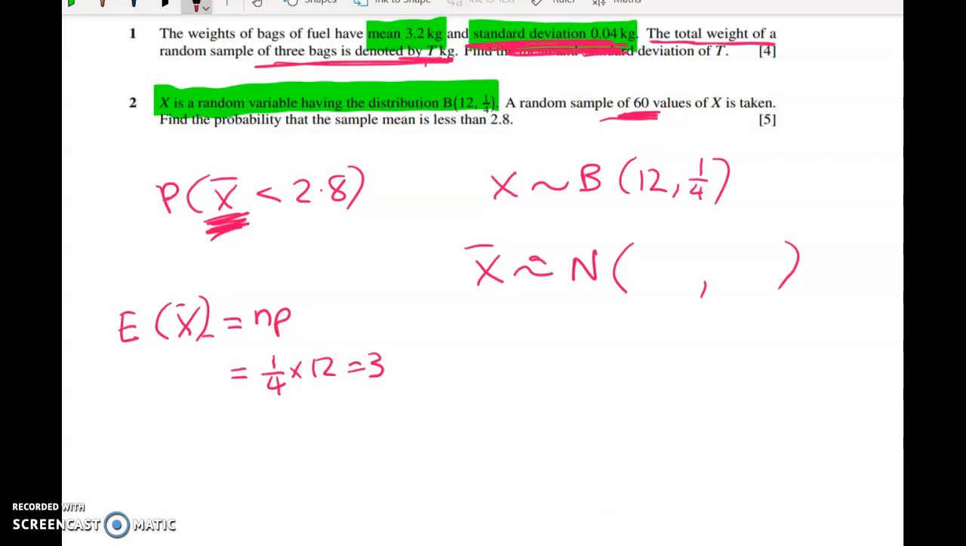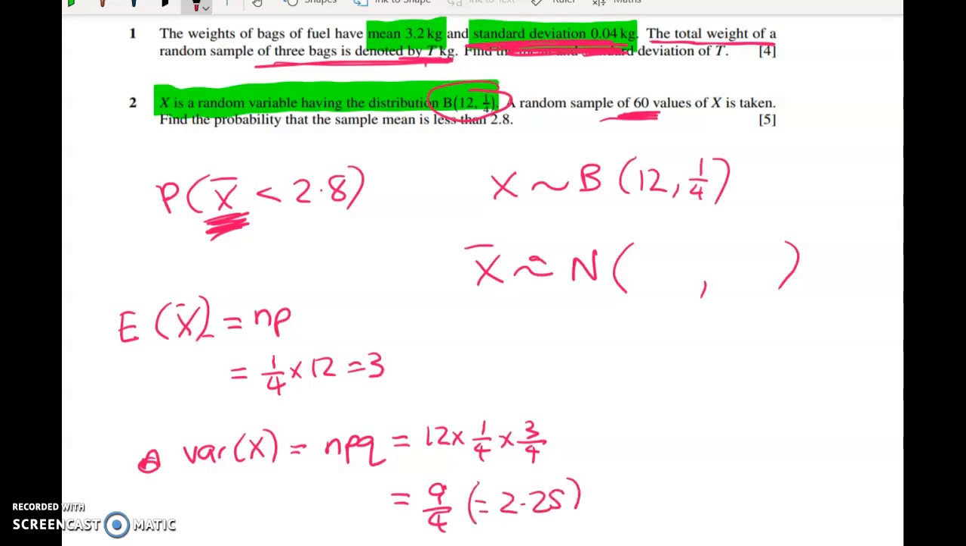Well, we know that the variance of one go is npq. So the variance of x is equal to npq, which is 12 times 1/4 times 3/4, which is, what do we get? 2.25 or 9/4. Either of those is fine.